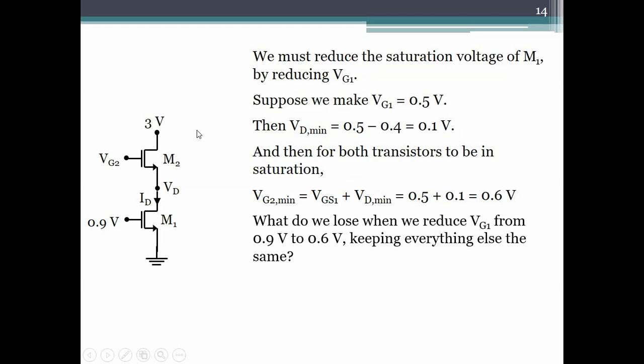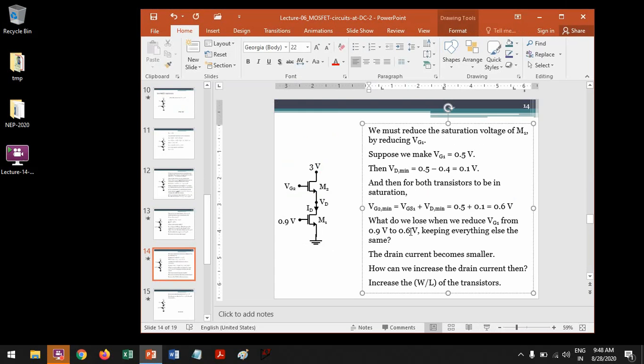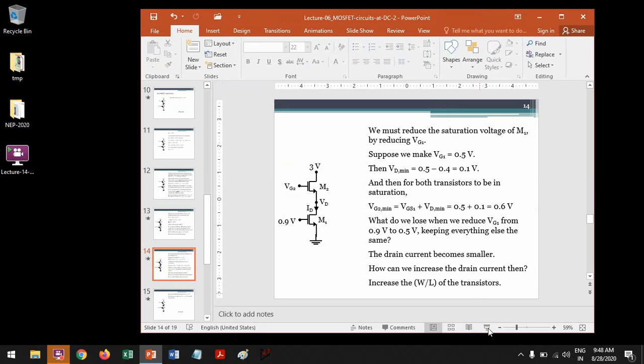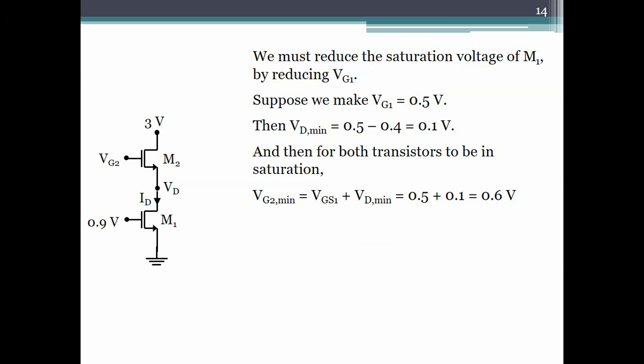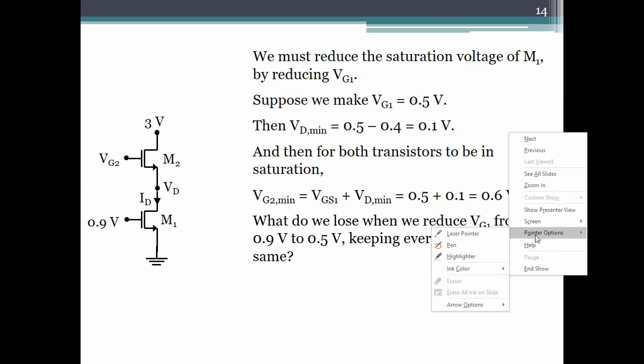What do we lose when we reduce VG1 from 0.9 volts to 0.5 volts? I'm making all kinds of silly mistakes, this is 0.5 volts. So what do we lose when we reduce VG1 from 0.9 volts to 0.5 volts? What do we lose?